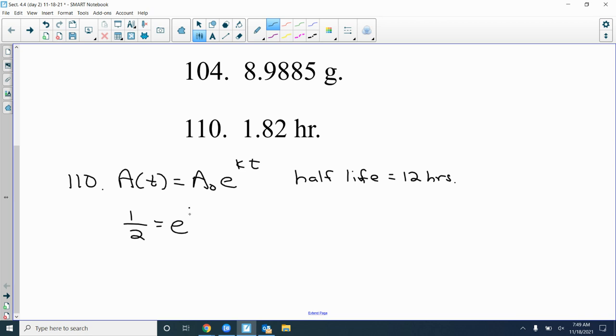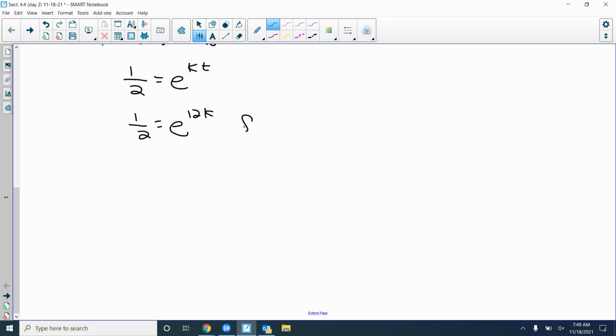Equals e to the kt. Well, t will be 12 hours. So I'll get 1/2 equals e to the 12k. Before we can do this, we're going to have to find k. We've got enough information to find k. Now, key step here, we've been doing this for several of them. Natural log of 1/2 equals 12k. Divide by 12. And then I get k equals natural log of 1/2 over 12.